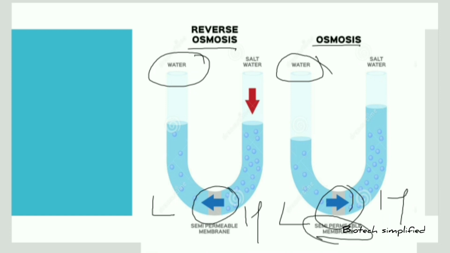So this is the direction of water molecules from a region of high solute concentration to a region of low solute concentration through a semi-permeable membrane. And this process occurs when a pressure is applied here which is greater than the osmotic pressure. So, reverse osmosis only occurs when a pressure greater than the osmotic pressure is applied on the high solute concentration side. Then, the flow of water occurs from a region of high solute concentration to a region of low solute concentration.